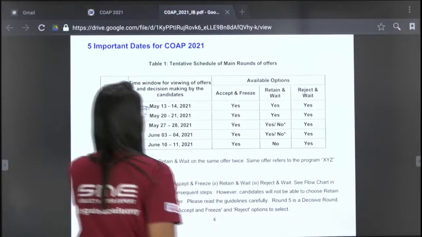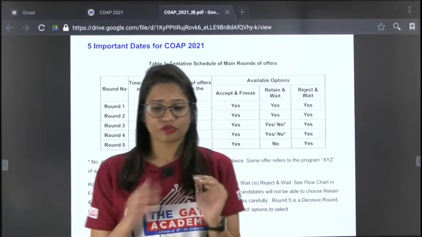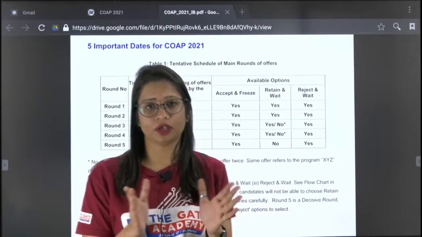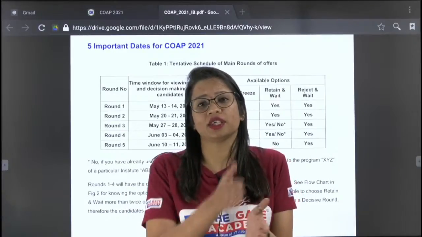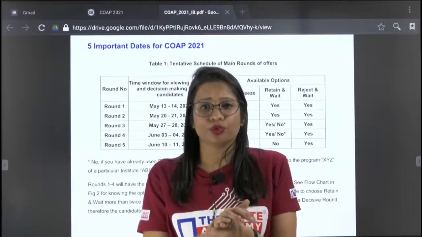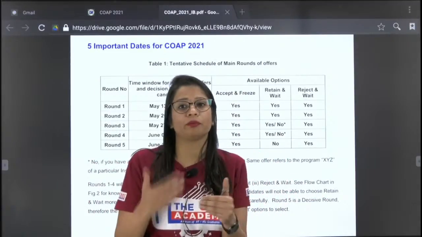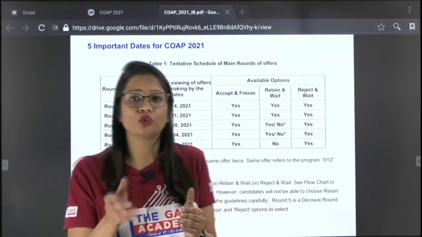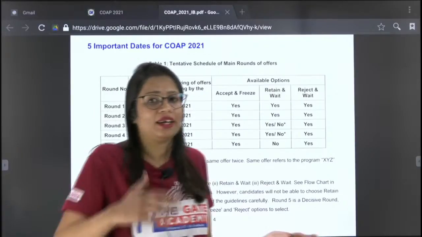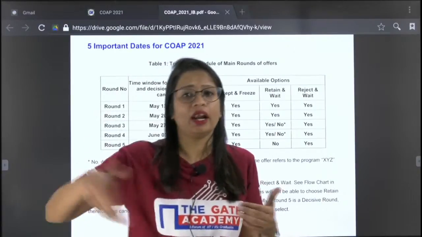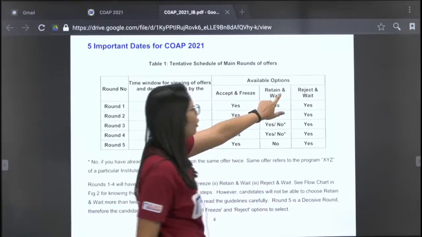Now the next option available is retain and wait. What is retain and wait? For example, you got some branch, let's suppose some energy sources branch in an IIT. But you know that IIT is a good brand name, but you want some better branch. So what you can do is, you don't want to lose that offer either. I'm willing to take admission in the IIT, but I want to take up the chance of whether I can get a better branch or not. So in that case, you will click on retain and wait.